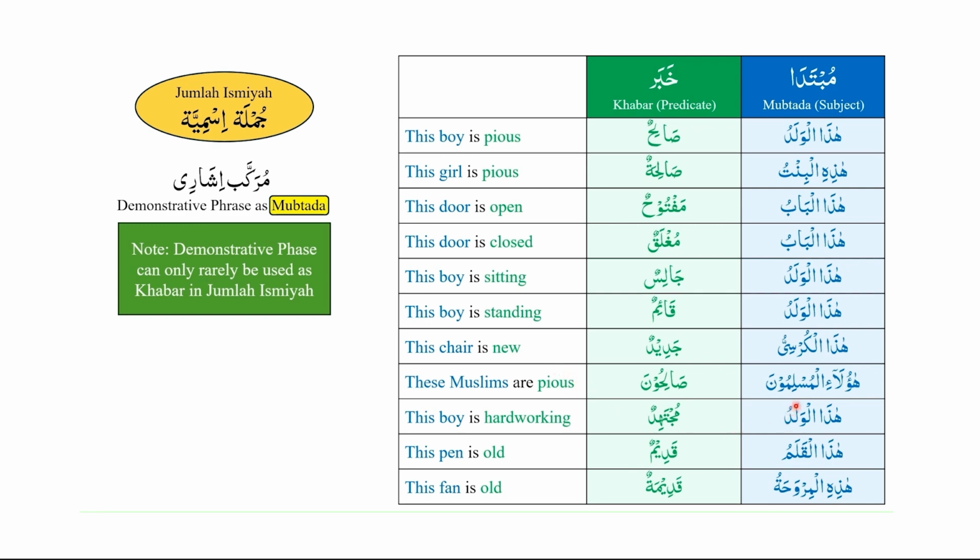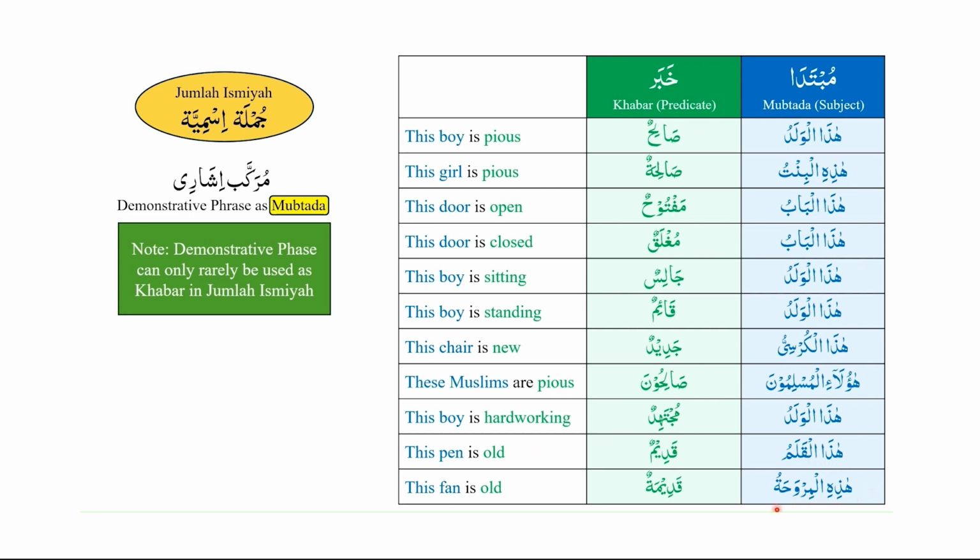Please note that in this example, we are using the ending sound of una. Al-muslimuna, salihuna. Una ending sound indicates rafa status, indicating that both mubtada and khabar are marfu. We are using haula'i as the demonstrative pronoun because we are referring to plural. Hazal waladu mujtahidun. This boy is hardworking. Hazal qalamu qadimun. This pen is old.